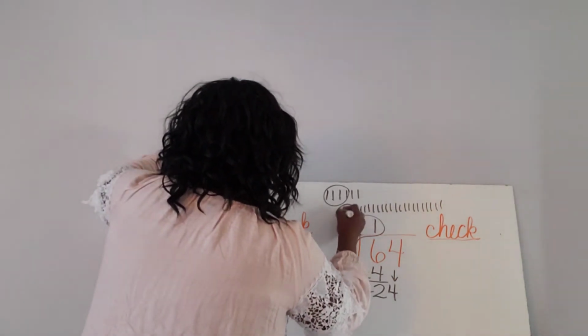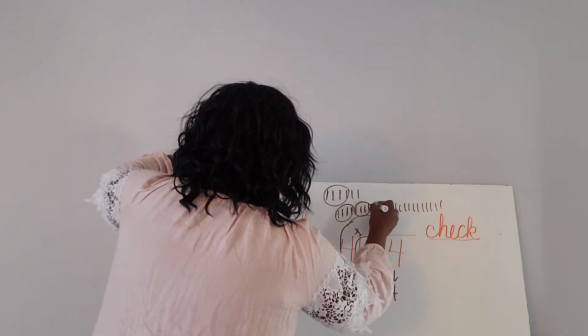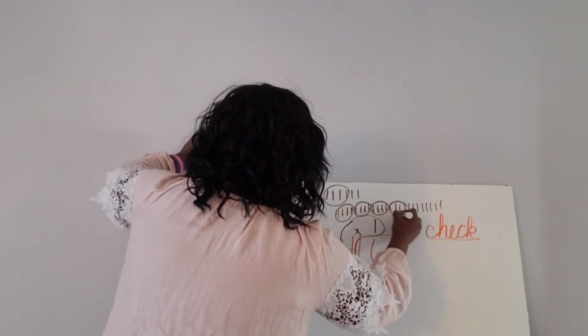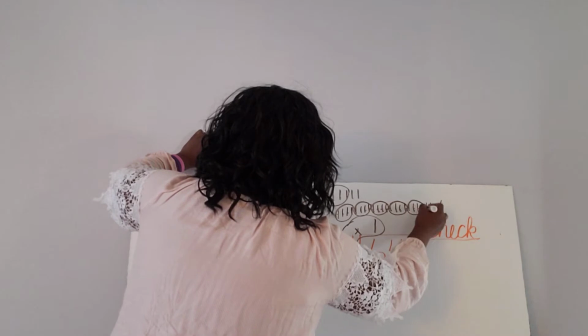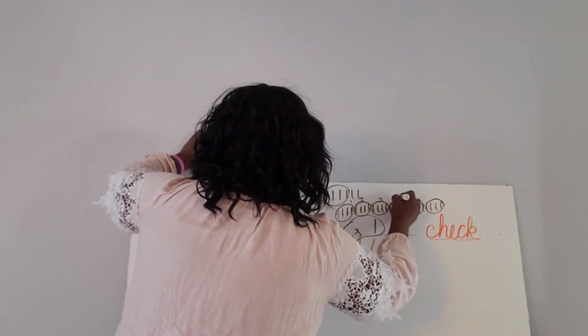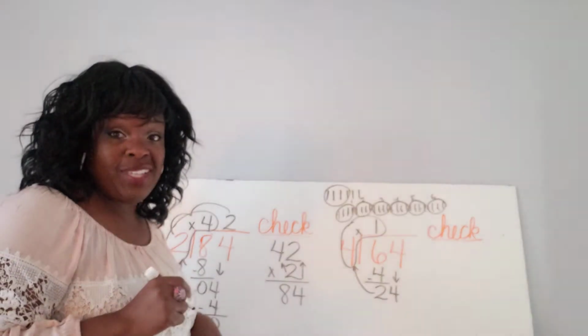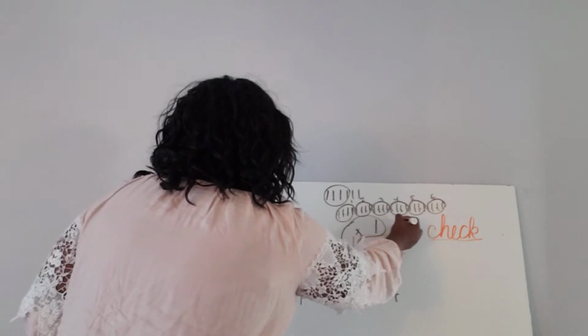1, 2, 3, 4, circle, and so on for each group. And count your circles to find your answer. 6 circles. So there are 6 4s in 24.